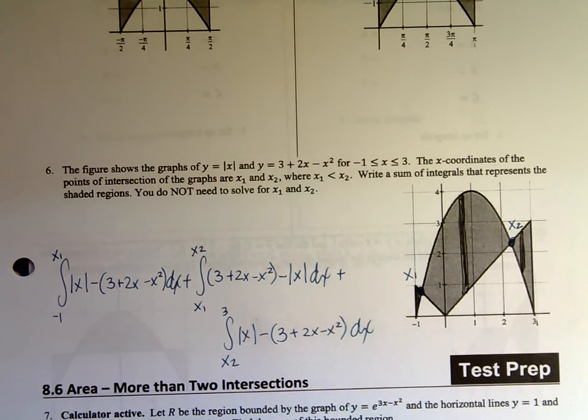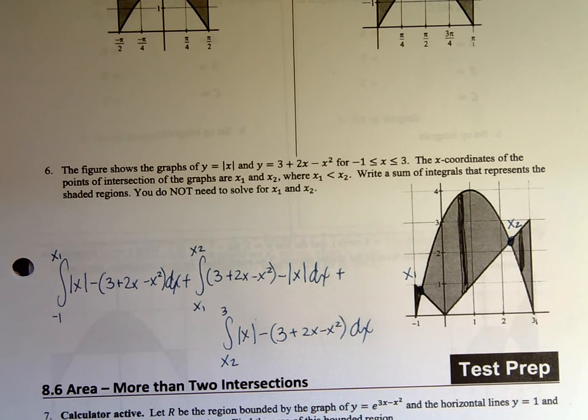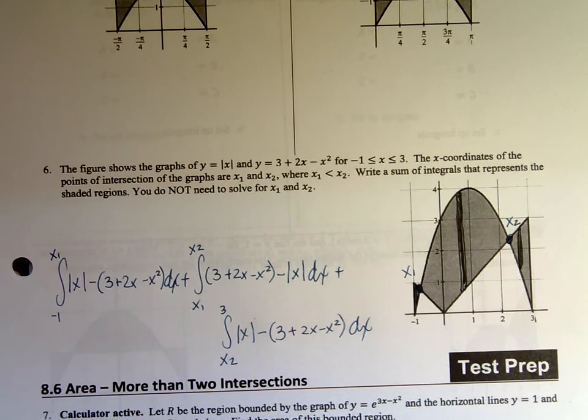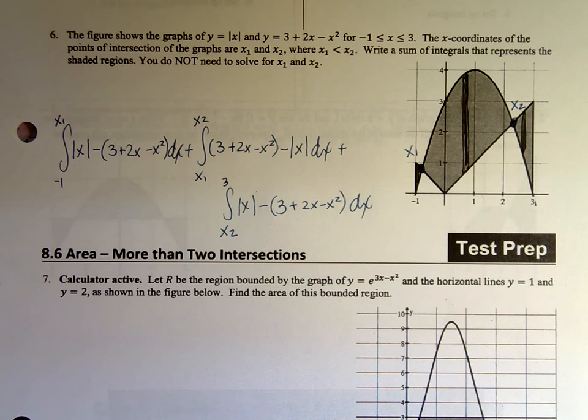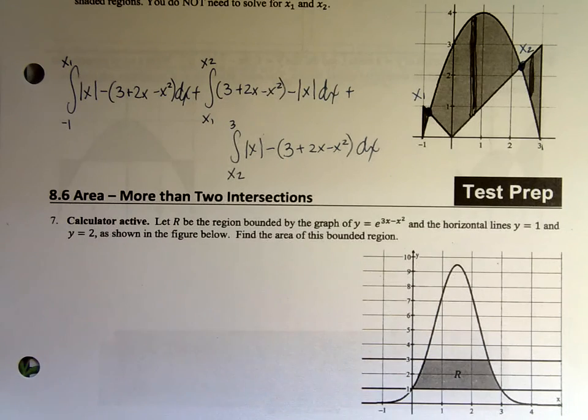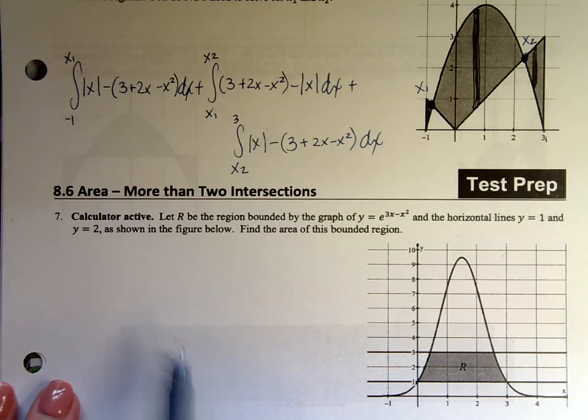Write a sum of integrals that represents the shaded regions. There you go, you did it. The only thing that was a little crazy about that one is that you're using x1 and x2 rather than actually finding those points of intersection. So it was relatively easy, but I didn't want you to get confused by the wording of that one.